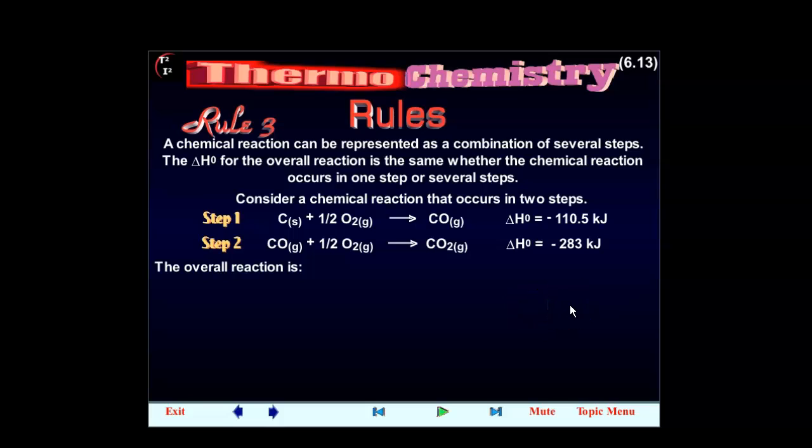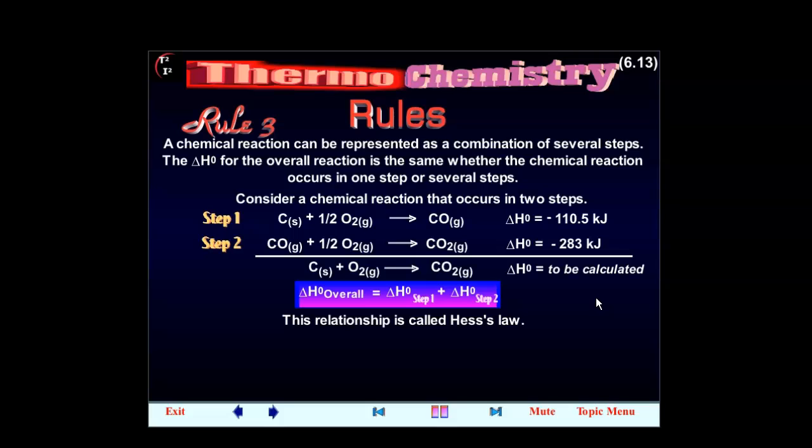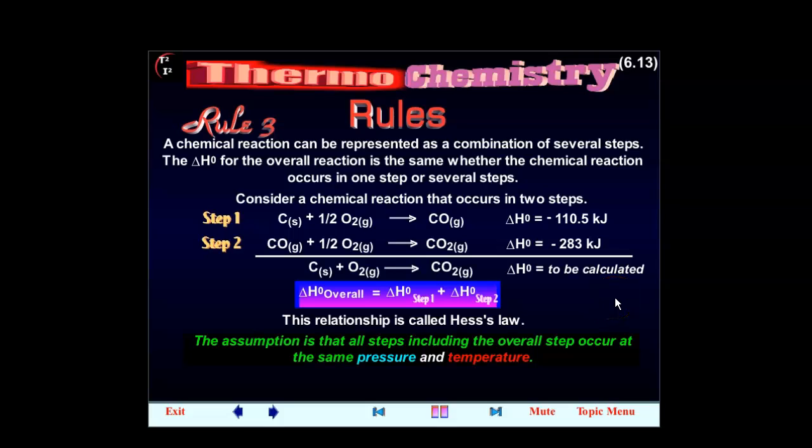Now, if you remember this topic, this is like applying Hess's law. Those of you who are familiar with Hess's law, this is exactly what we're doing now. We're trying to combine Hess's law into thermochemistry. Delta H overall equals delta H step 1 plus delta H step 2. This relationship is called Hess's law.